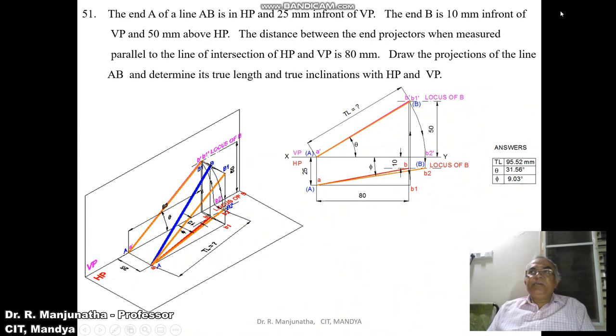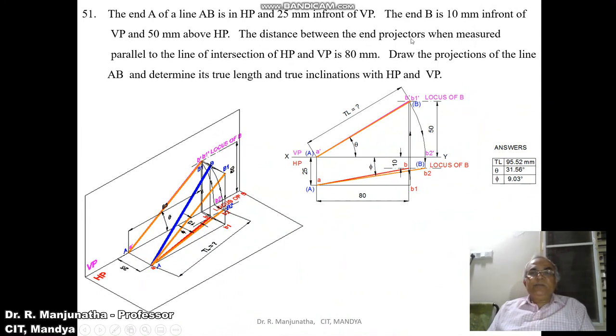The end B is 10 mm in front of VP. So when you look from the top view, the distance in front of VP can be seen in the horizontal plane. You can see that in front of VP is 10 mm, which can be seen here, and 50 mm above HP. So when you look from the front view, you can see the distance of 50 mm above HP. So the distance is seen in the vertical plane. So you have the locus of B in the front view, and 10 mm in front of VP, so you have the locus of B in the horizontal plane.